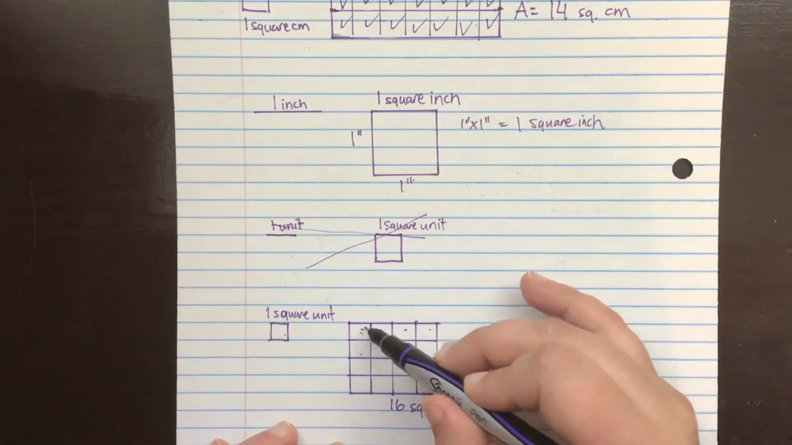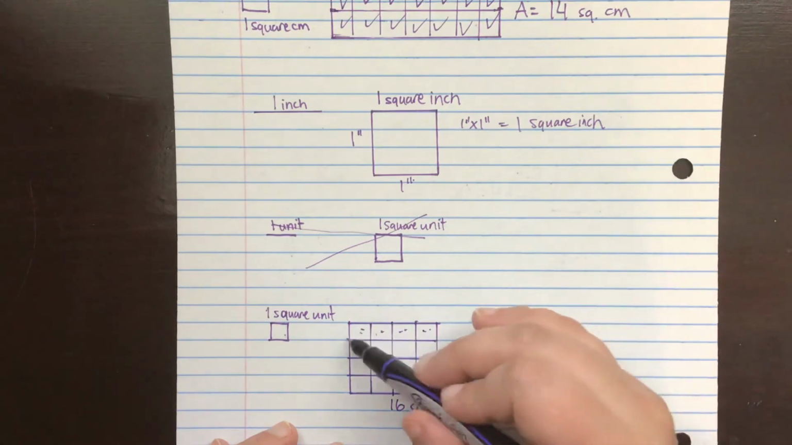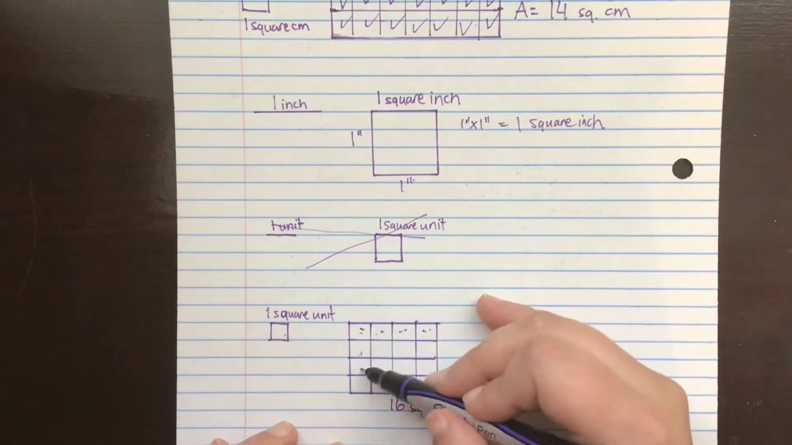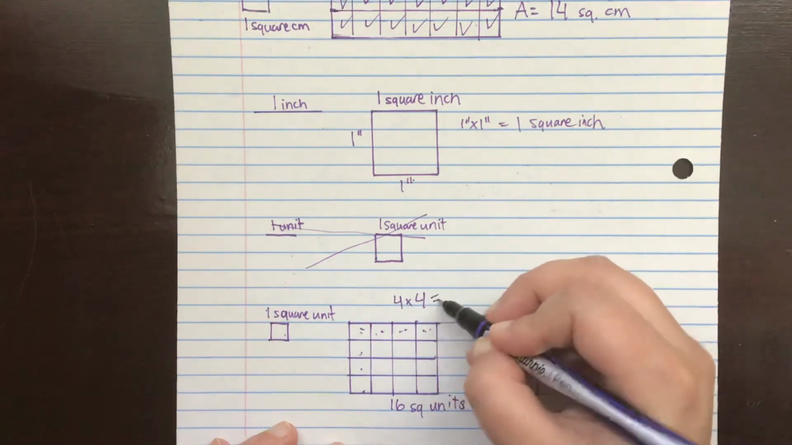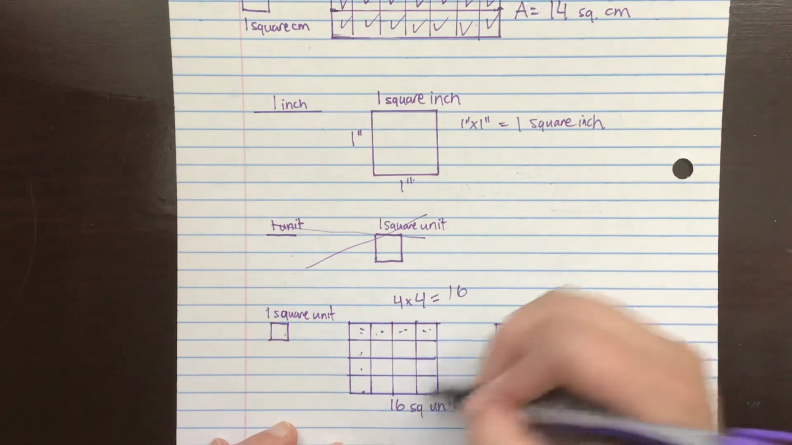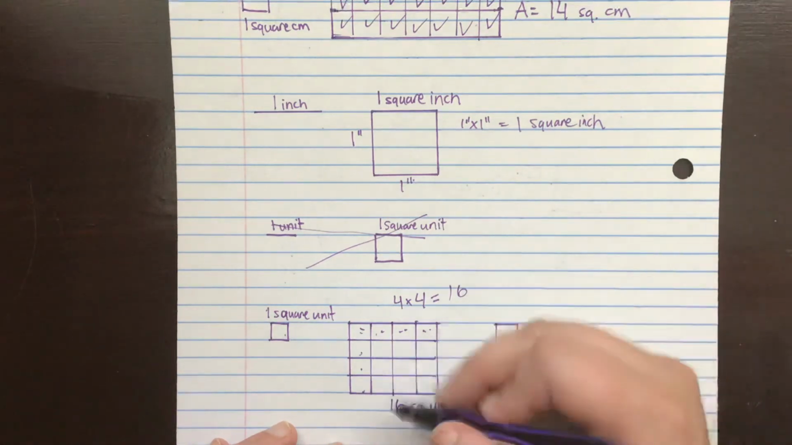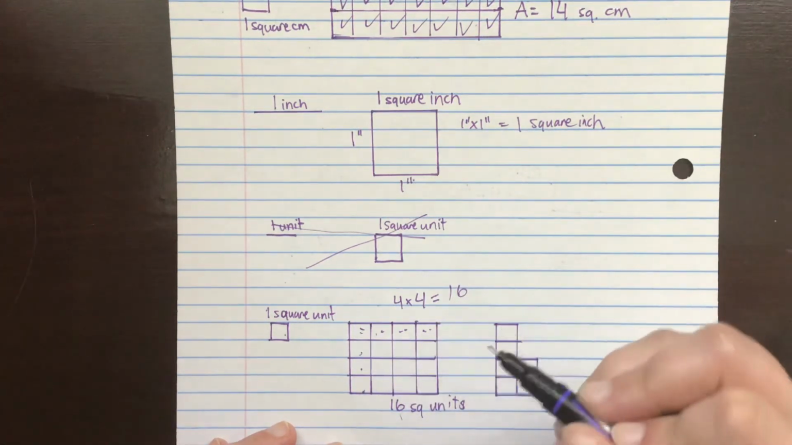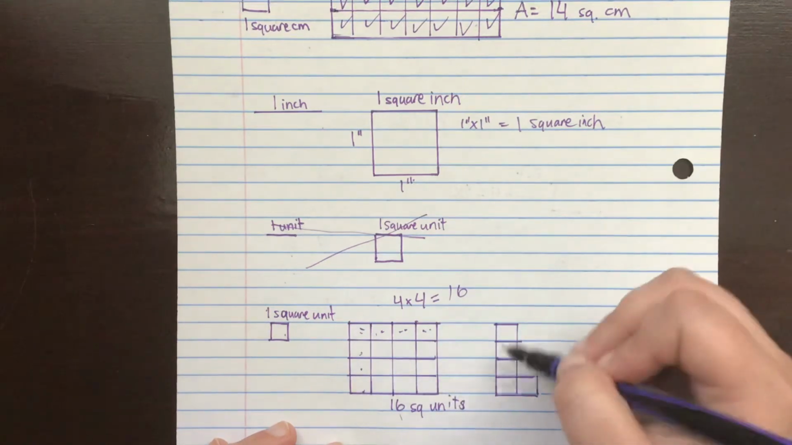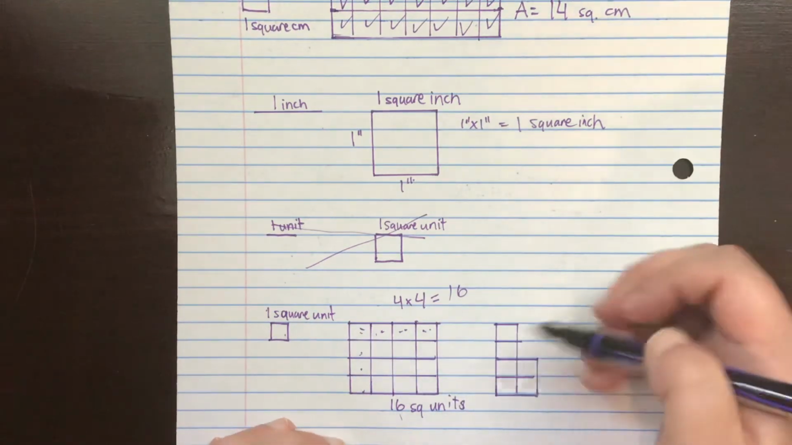But if we count 1, 2, 3, 4, the length by 1, 2, 3, 4, the width, and then we times them together, 4 times 4 gives me 16, the same answer. So we can multiply to find the area. Now this only works for rectangles and squares. What happens if I try to do it with this shape?